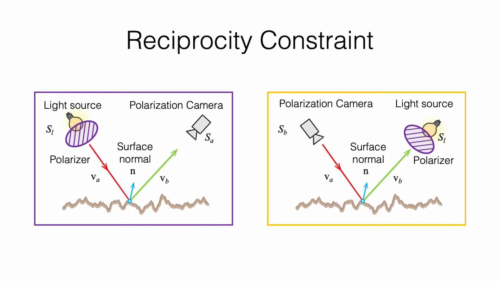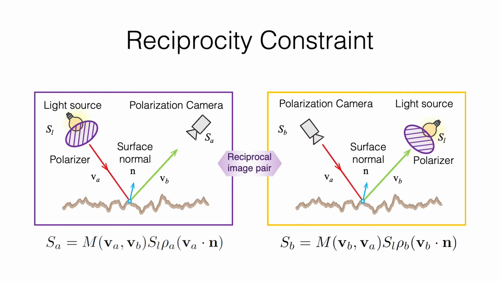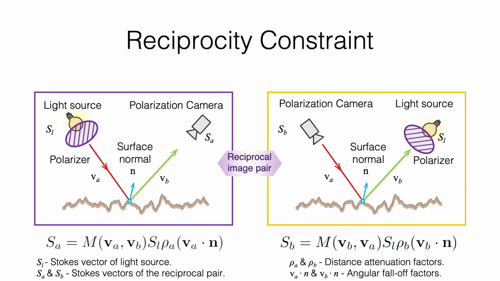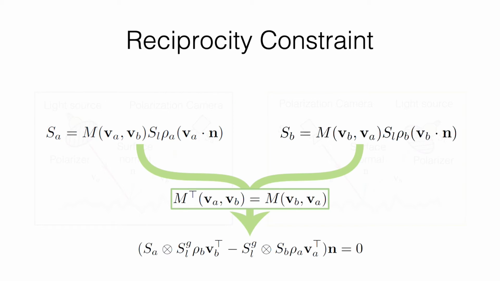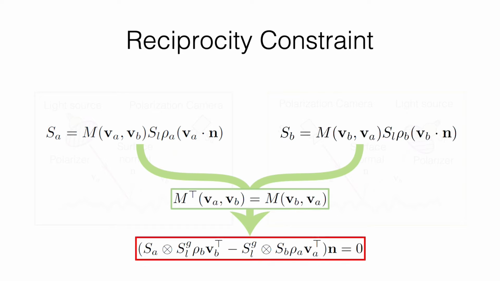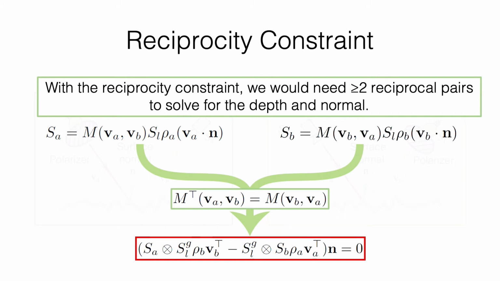Assuming linearly polarized light, we form the reciprocal pair by switching the camera and light source positions. We formulate the Stokes vectors that arrive at the camera by taking the product of light source Stokes, the polarimetric BRDF, and the distance and angular falloff vectors. By applying the transpositional reciprocity, we can eliminate the BRDF term in the equations. We thus obtain the reciprocity constraint that allows us to compute the surface normal from reciprocal image pairs. With this constraint, the minimal number of pairs for normal estimation is 2. By comparison, the standard Helmholtz stereopsis requires at least 3 pairs.